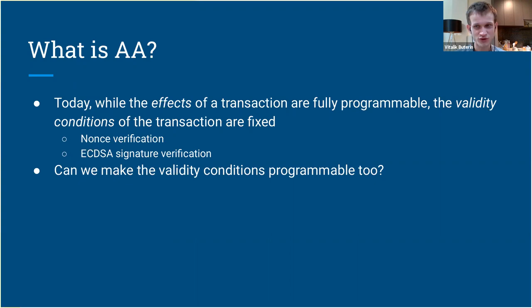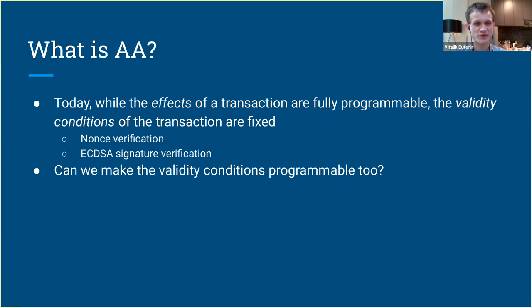I would argue that you can do a lot of things with that kind of reverting, but it's not sufficient, and I'll talk a bit about why. So the question is, can we make not just the effects of a transaction, but also the validity conditions of a transaction, the conditions that a transaction needs to pass to even be allowed to be included on chain, also programmable?